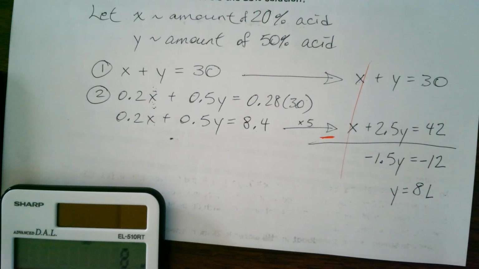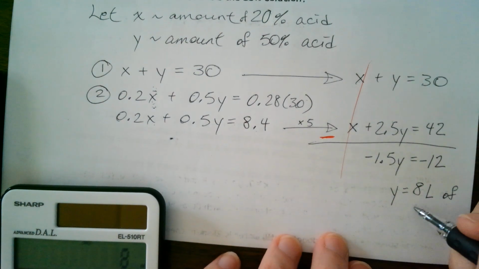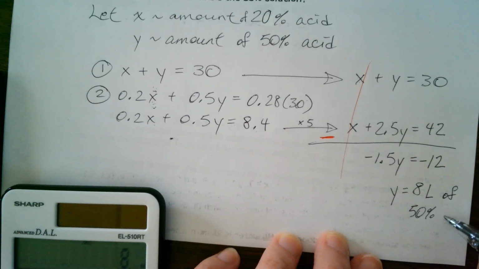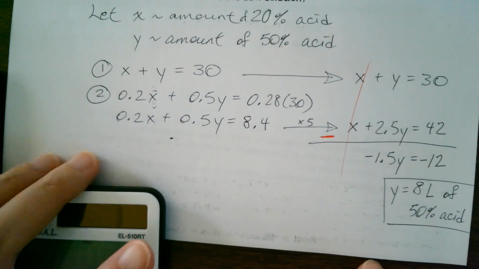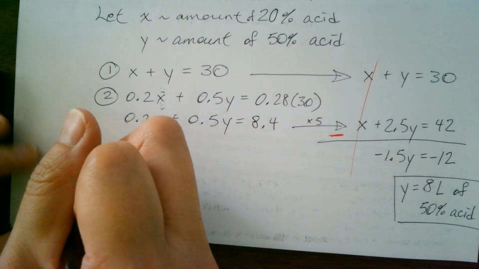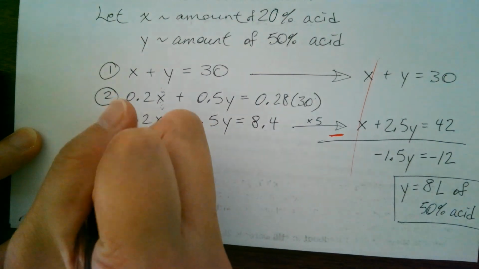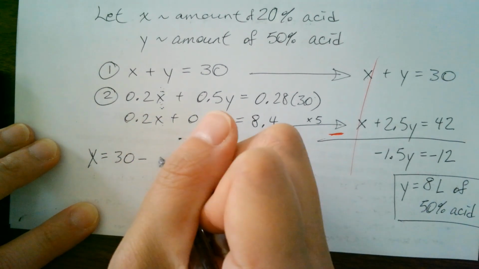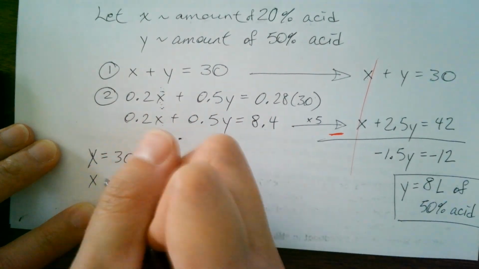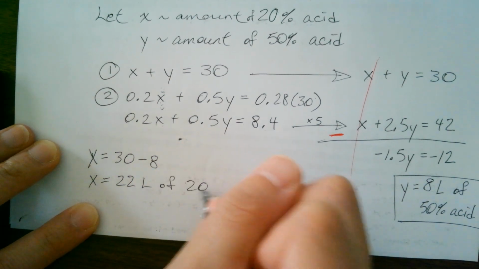Part 3. 8 liters of what? Of the 50% acid. Okay. So again, you have 2 types right here, so it's not enough to just write 8 liters. Okay, and then here, substitute it back into this first equation. So x equals 30 minus 8, which means x is 22 liters of the 20% acid.